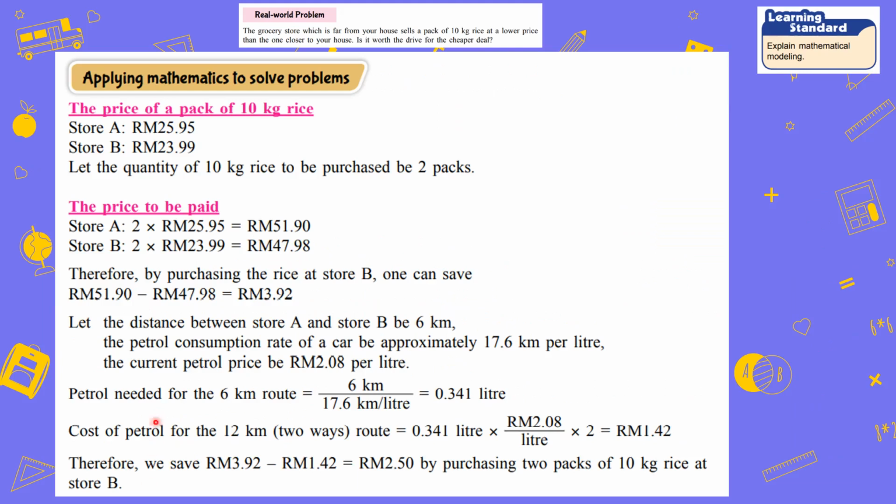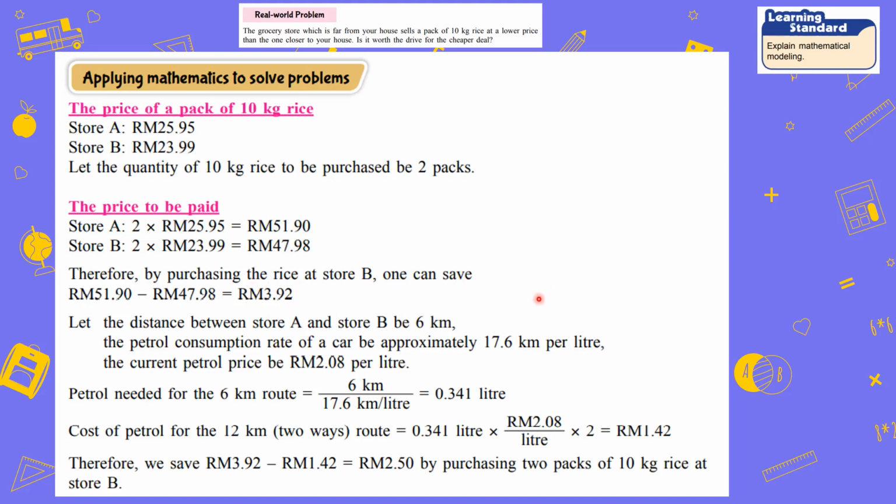Now, the next component is to apply mathematics to solve problems. From the information that we got maybe from the internet, the price of a pack of 10 kilogram rice from store A and from store B. Now let the quantity of 10 kilogram rice to be purchased be 2 packs, so the price we pay is, do the calculation times 2. From here we know that we can save 3 ringgit and 92 cents if we buy at store B.